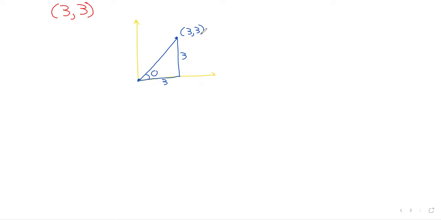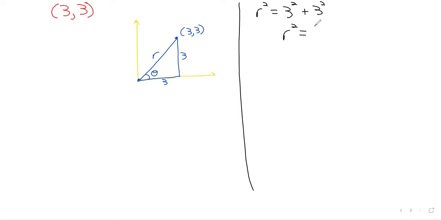We need to know theta, and we need to know r. And because finding r doesn't require any trigonometry, let's do it first. We use the Pythagorean theorem. Let's see. 9 plus 9 is 18. R is the square root of 18. And now let's find theta.